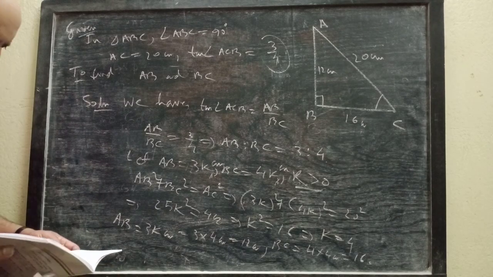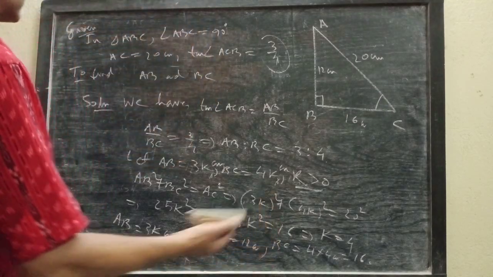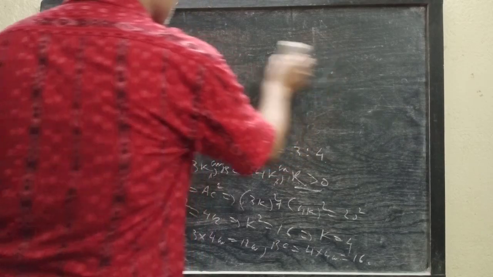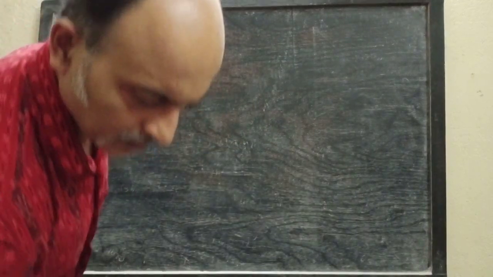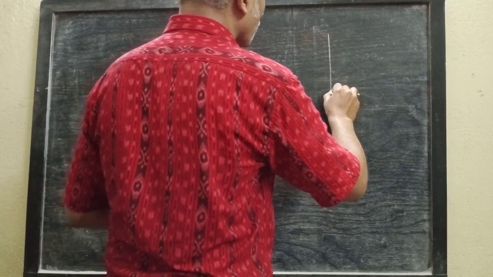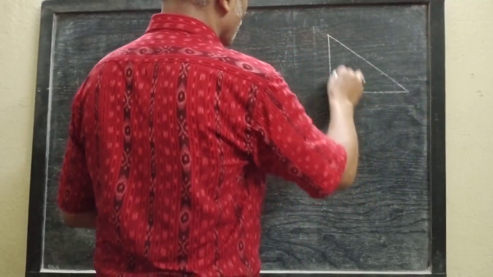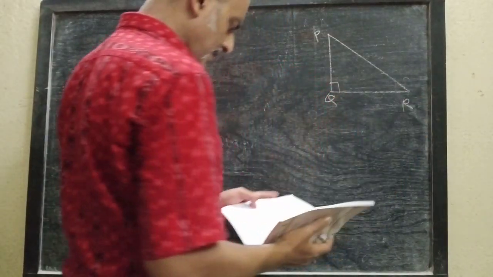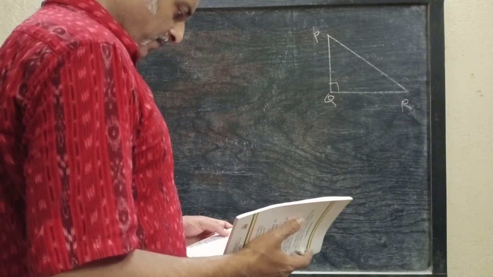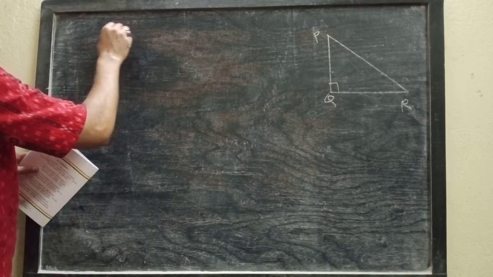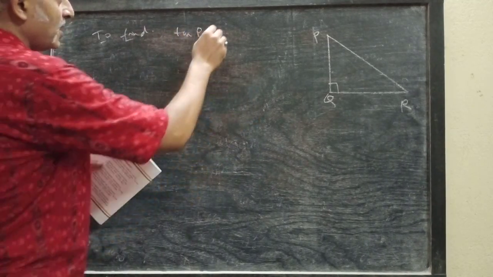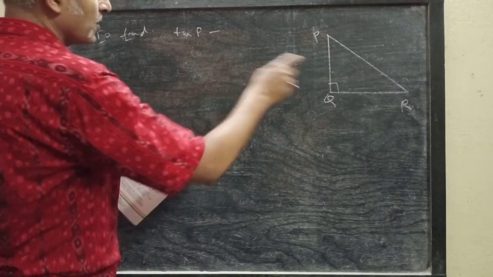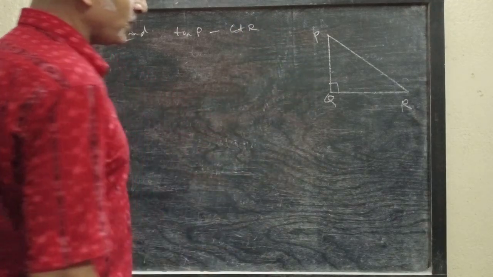Next question. PQR is a right triangle at Q. Find tan P minus cot R. You are asked to find tan of angle P, that is angle QPR, minus cot of R, cotangent of the angle R, that is cotangent of the angle PRQ.